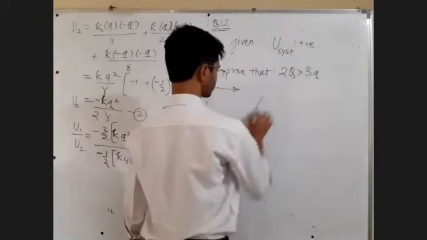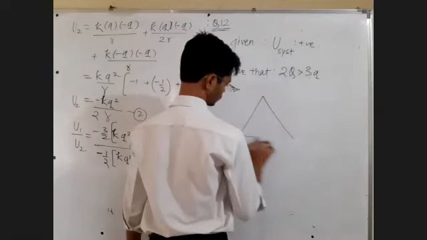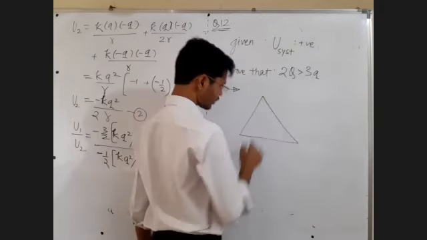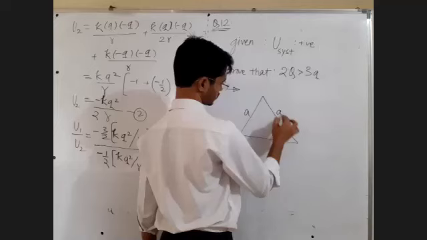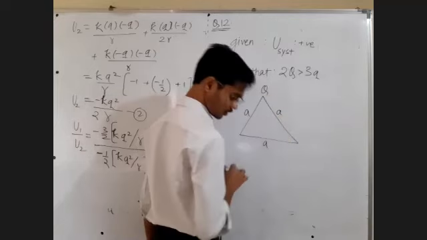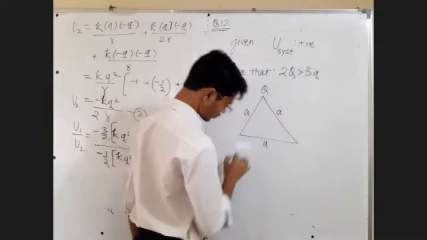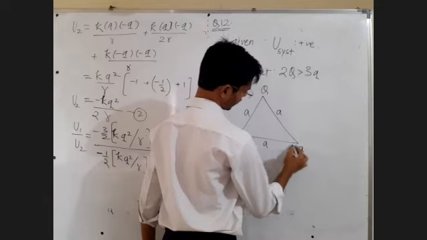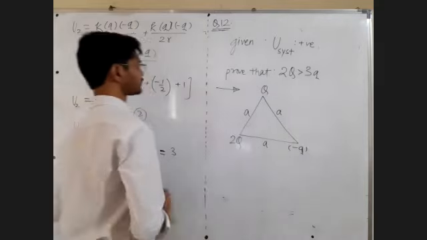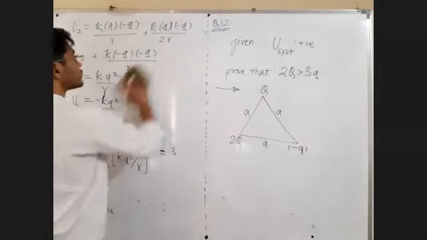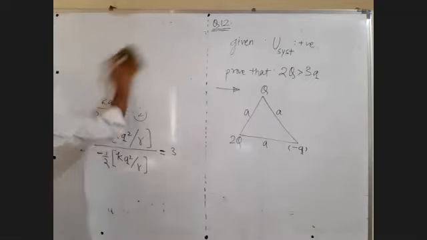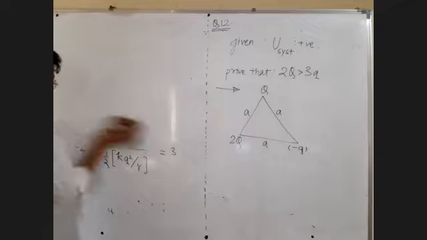What is the given system? A triangle with charges capital Q, 2 times capital Q, and minus small q, and minus small q, with sides a. Okay, everyone do it. Try to solve it on your own. One minute time is given to you.